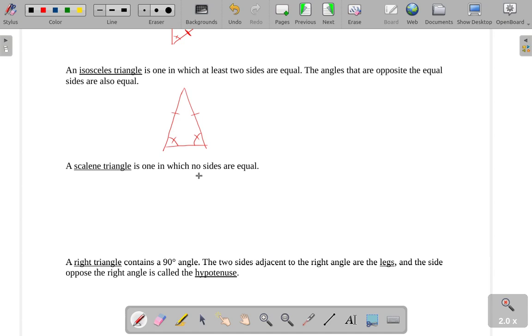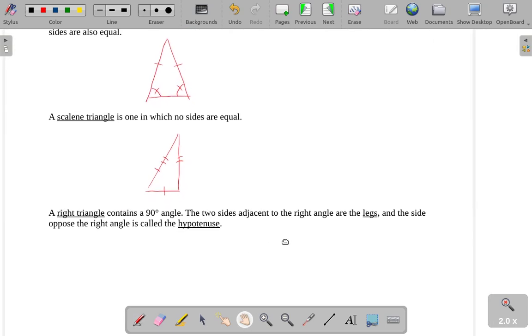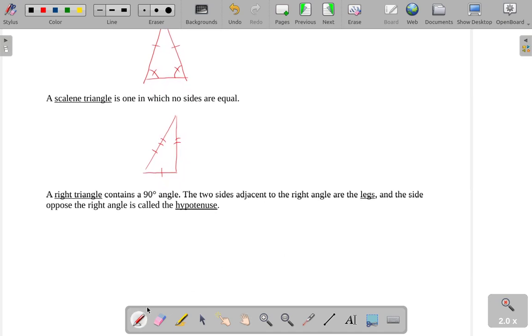A scalene triangle is one in which no sides are equal. So if we have something like this, this would be an example of a scalene triangle, because this side is a different length from that side, which is a different length from that side. We just call those scalene. Also, when we have a scalene triangle, all 3 angles would have to be different measures as well. A right triangle is what we get when we have a 90-degree angle in the triangle.